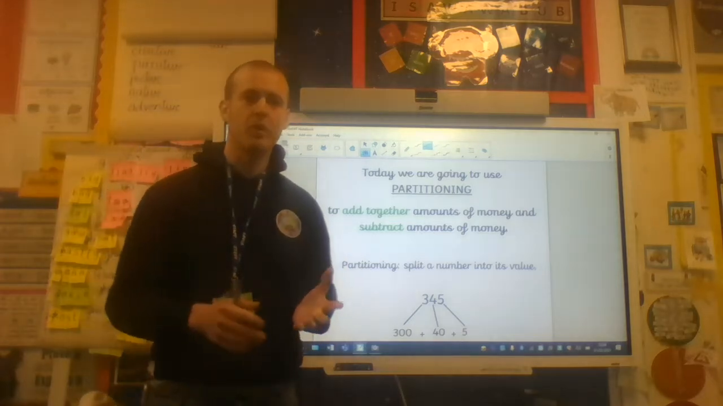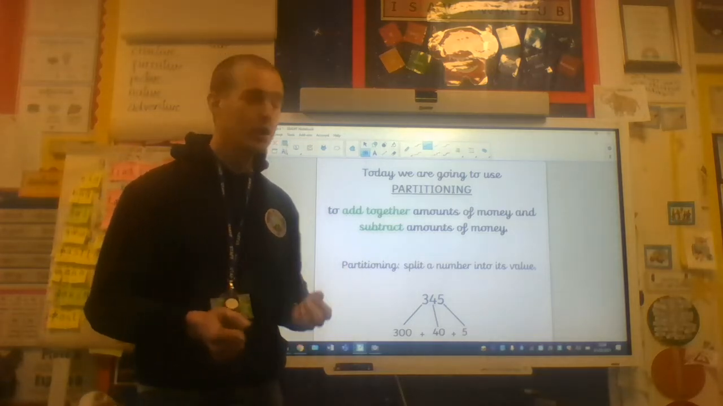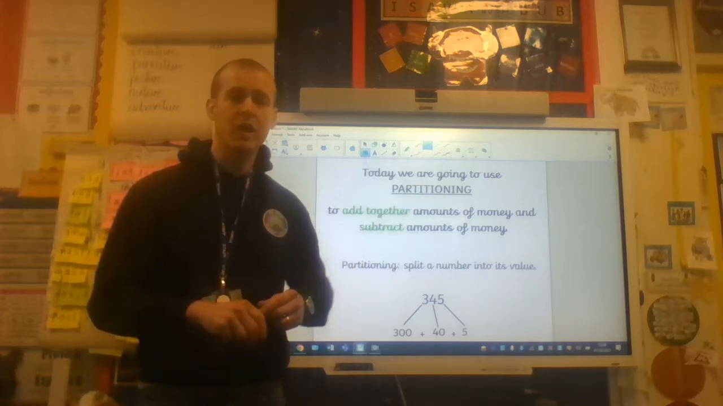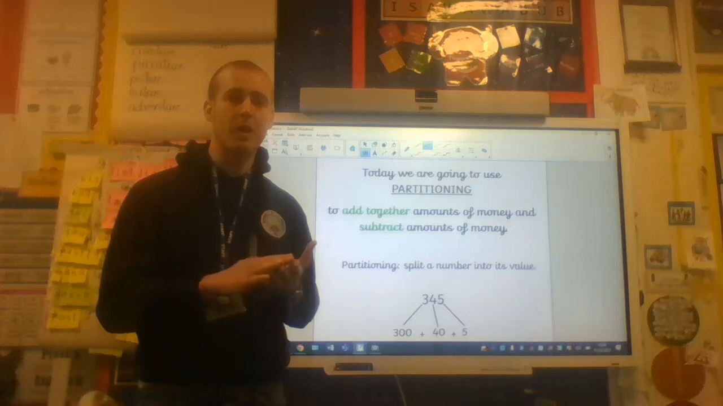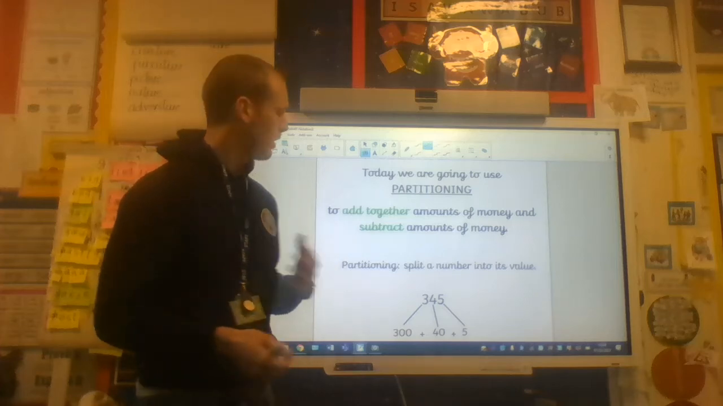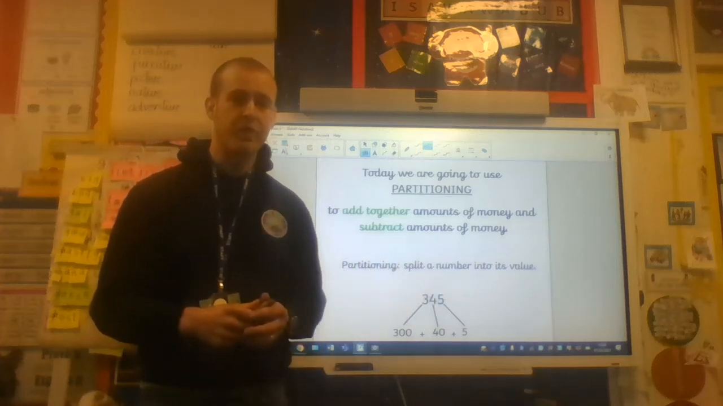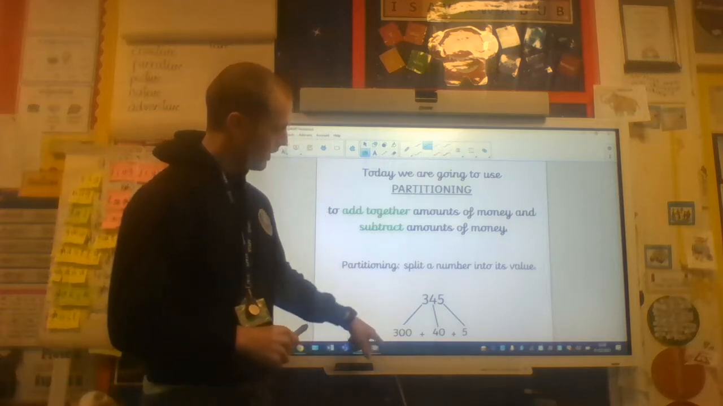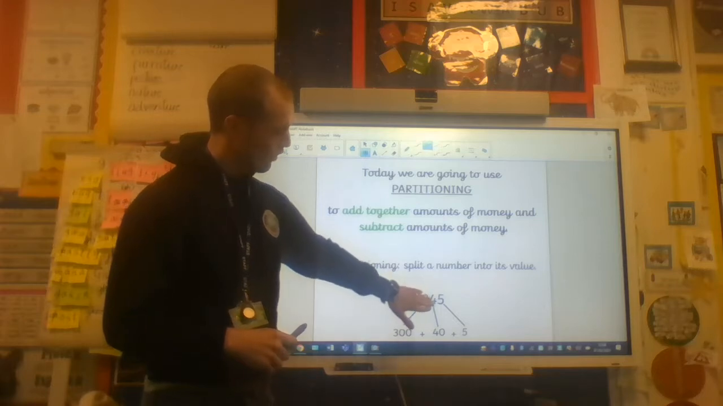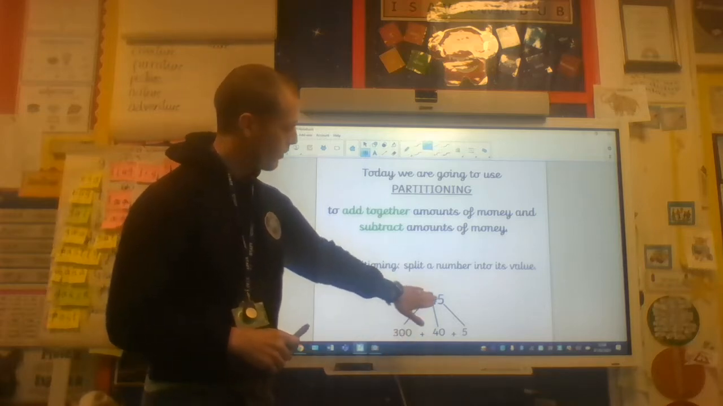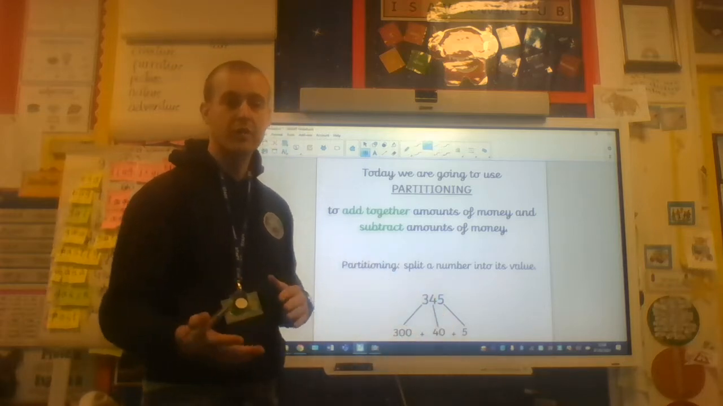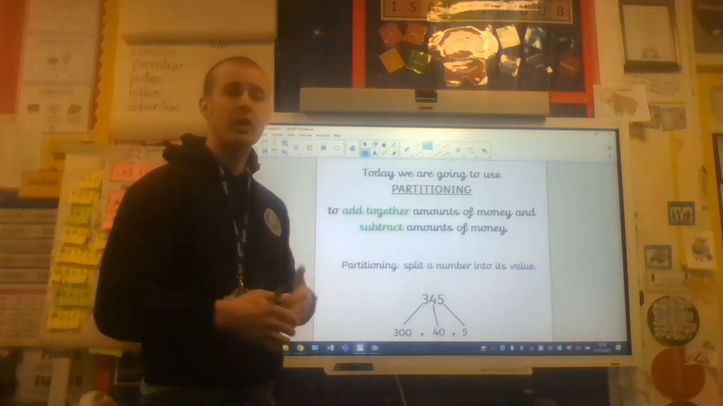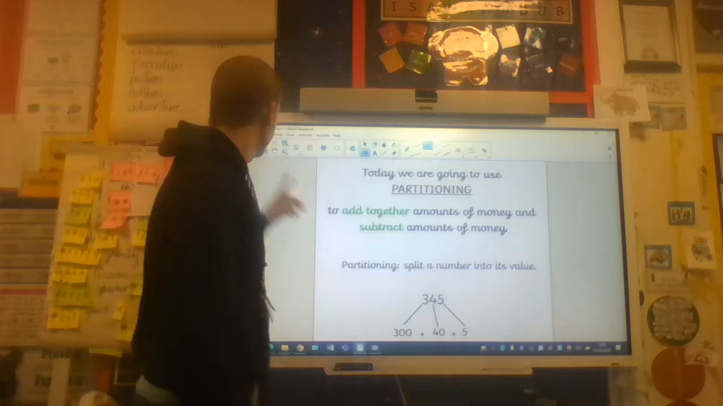So today we're going to add amounts of money together using partitioning. Now we've done lots of partitioning in year 3, and partitioning means to split a number into its value. My example is 345, not thinking about money right now. If I partition it, I've got 300, I've got 40 or 4 10s, and I've got 5 1s or just 5. So we're splitting that number into its individual values, and we can apply that to money too.